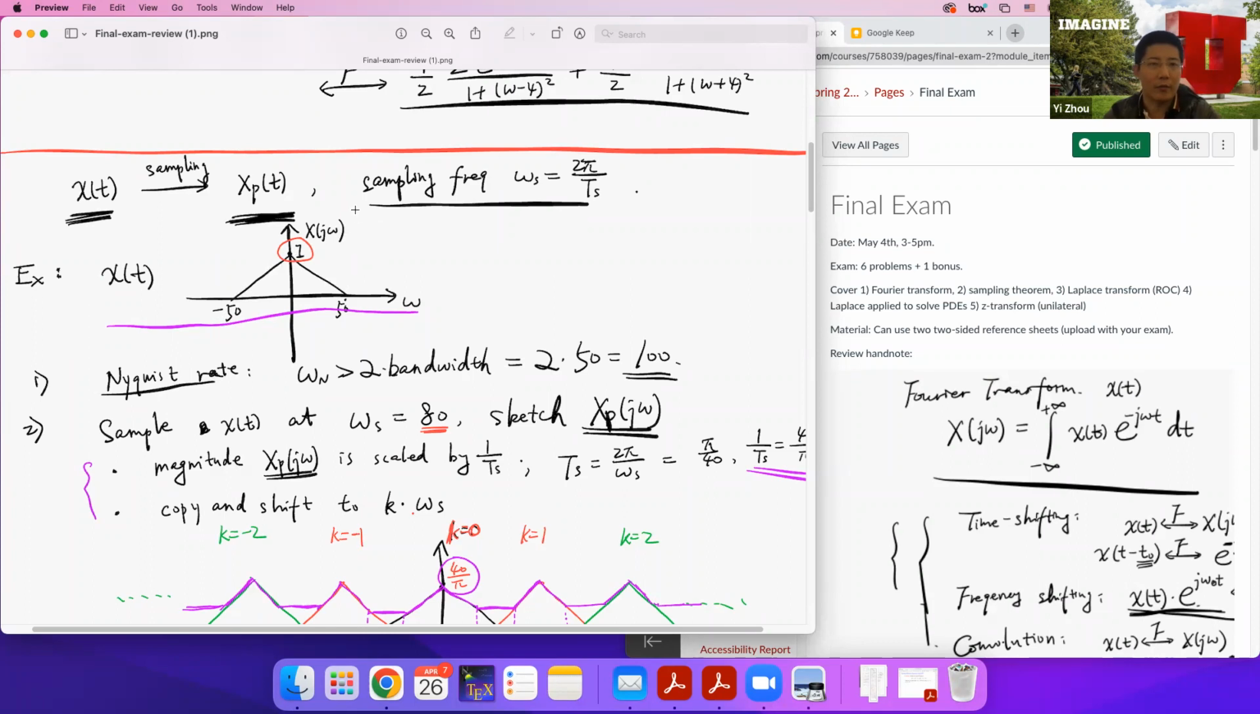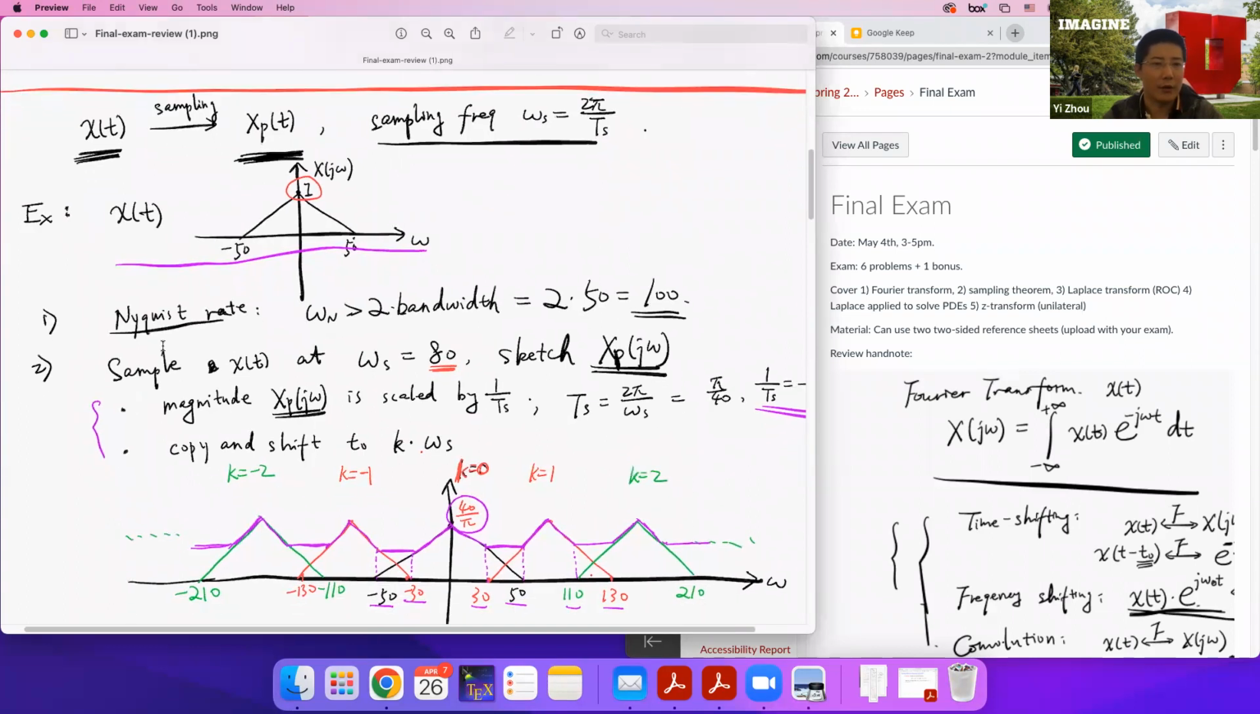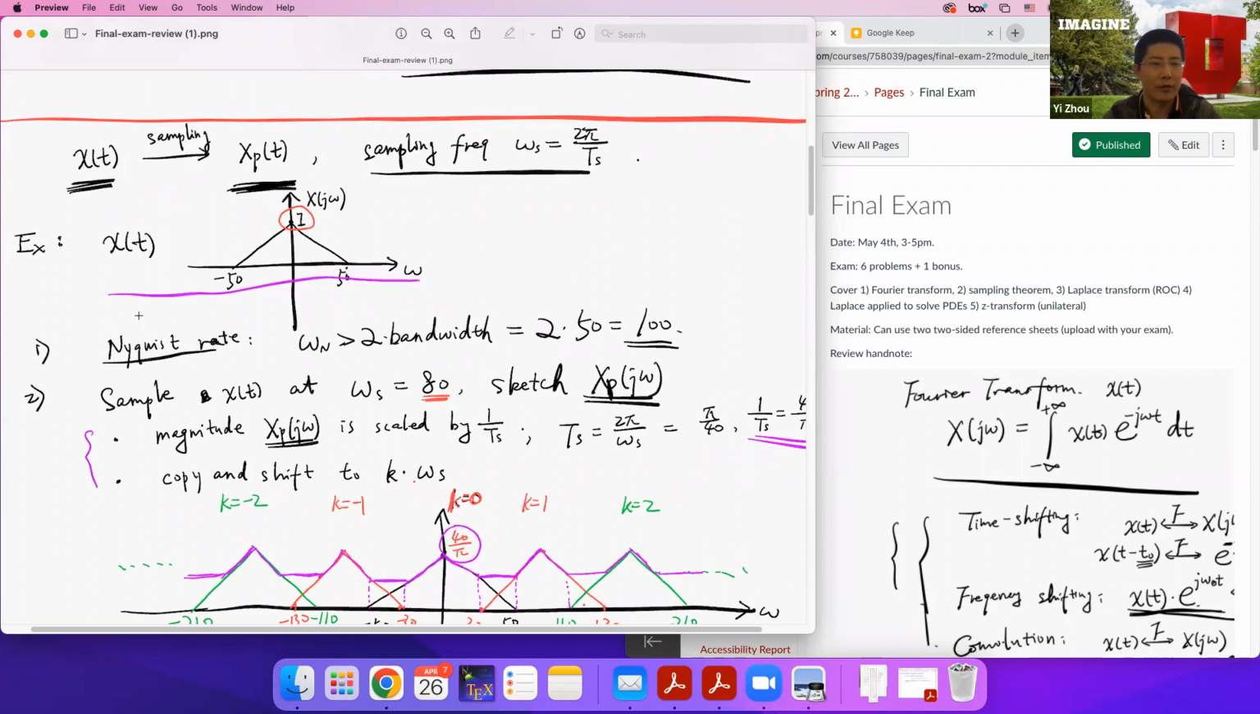And now we sample this signal at this angular frequency omega s, which is 2 pi over Ts. And we have two questions. The first question is, what is the Nyquist sampling rate for this signal? By definition, the Nyquist sampling rate is defined as 2 times the bandwidth. From this spectrum, we can see that the bandwidth is 50. So 2 times 50 gives us 100 as the Nyquist rate.